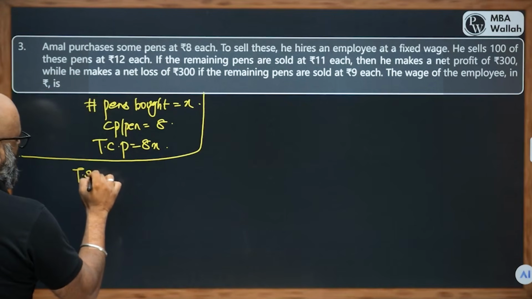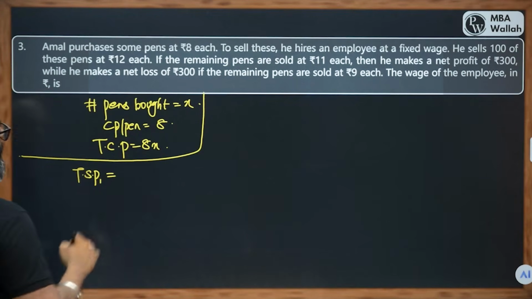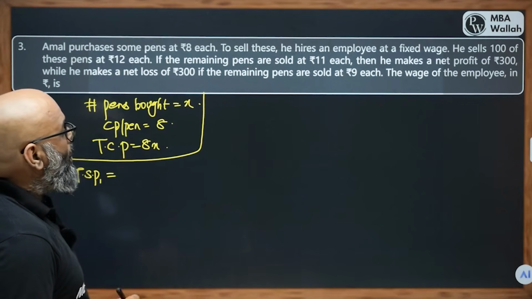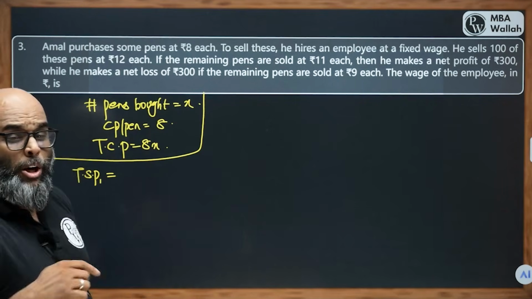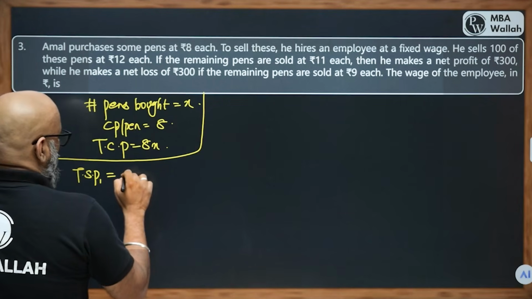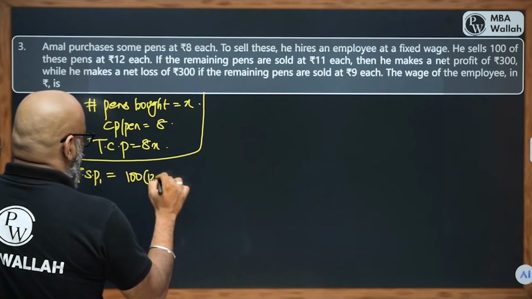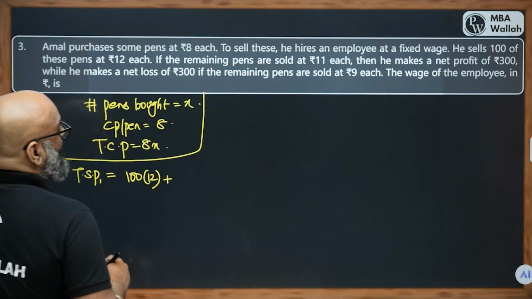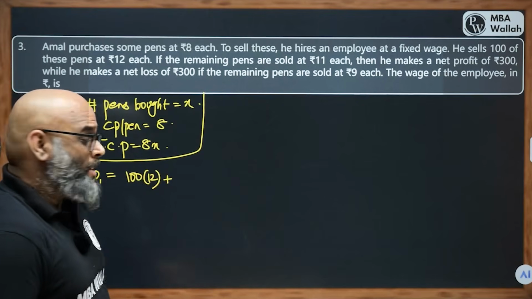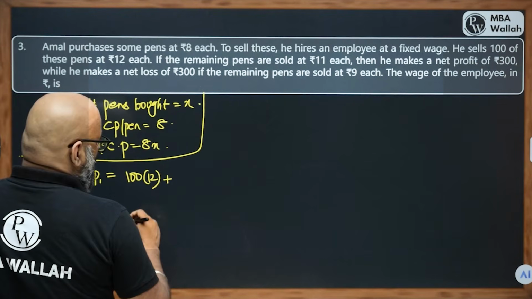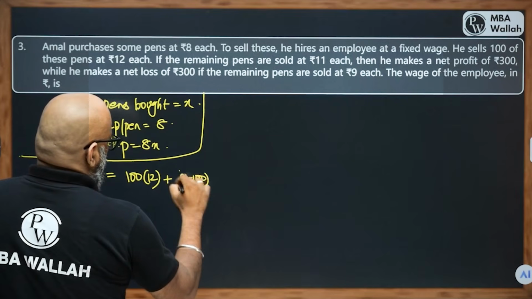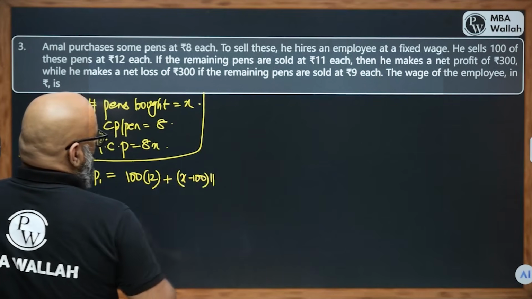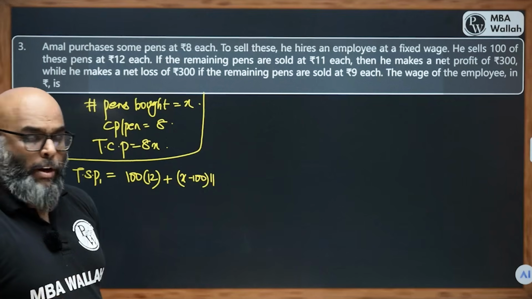Total selling price for the first one will be: we have 100 pens sold at 12 rupees each, plus the remaining pens at 11 rupees each. So that's (x minus 100) into 11. This will be my total selling price.